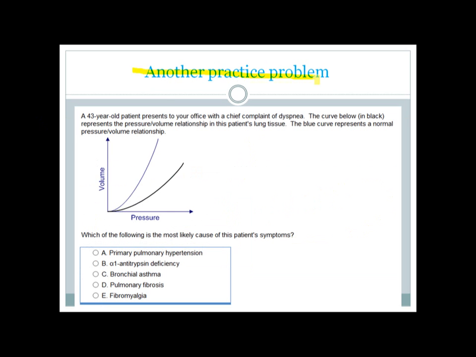We have another practice problem here. Here we have a 43-year-old patient presenting to your office with chief complaints of dyspnea, and the curve below in black represents the pressure volume relationship in this patient's lung tissue, and the blue curve represents a normal pressure volume relationship. So this is the normal one, which is the steeper one, and we have an abnormal one, which is the flatter one. Now, which of the following is the most likely cause of this patient's symptom? You can pause here and pick your answer. I'm going to the answer directly.